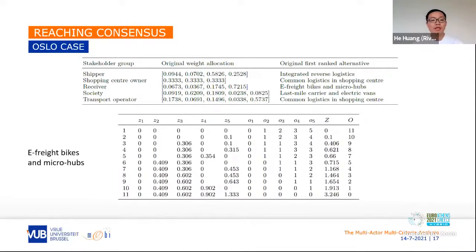The capital O and Z are the sum of weight distances and the ranking distances from all stakeholder groups. We can say that as the weight distance Z increases, the ranking distance O is decreasing. When O is 0, it means all stakeholders will rank these alternatives top.